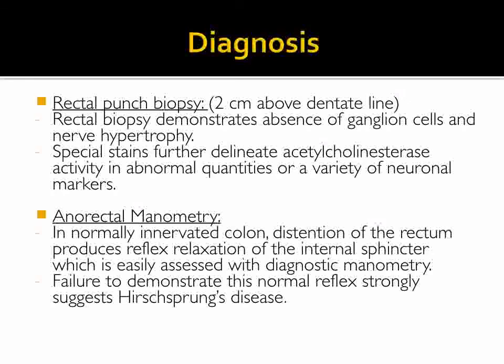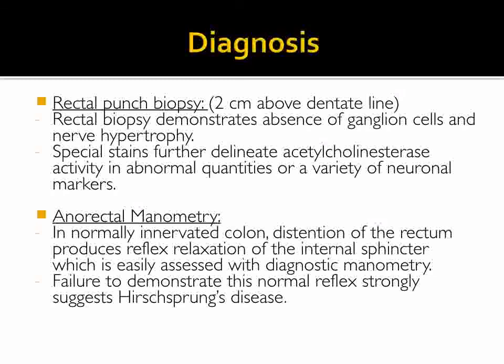So if we take a biopsy from the wall of the colon and send it to a pathologist to look for the ganglion cells, there will be absence of the ganglion cells. To diagnose Hirschsprung disease, we will take a rectal biopsy. The rectal biopsy is usually taken 2 centimeters above the dentate line. The biopsy will demonstrate absence of the ganglion cells and compensatory hypertrophy of the nerve bundle. So there will be aganglionosis and associated hypertrophy of the nerve bundles.